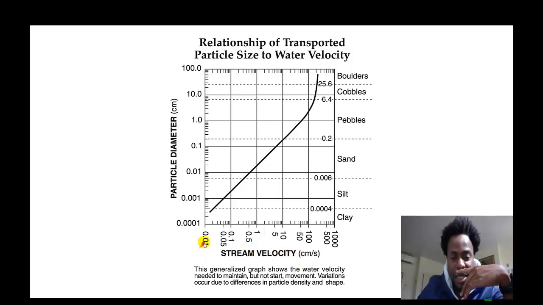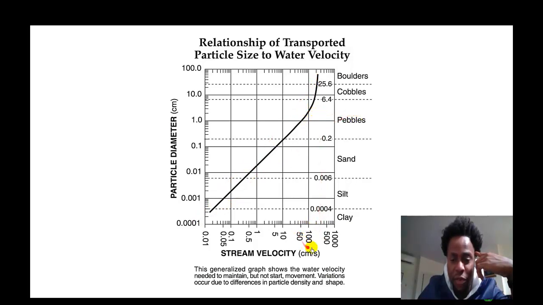Now, you will notice that the velocity of the stream is increasing to the right. All right, so this means that if a stream, for example, is having a velocity of 100 cm per second, that is the speed of the stream. You have to trace that 100 cm up until you get to this curve, this thick line. We're going to call it the curve. So when it gets to the curve, it tells you what particle size it can carry.